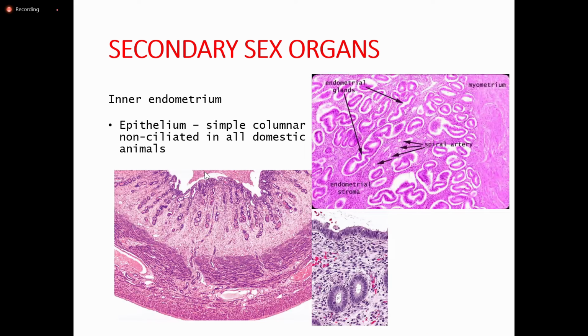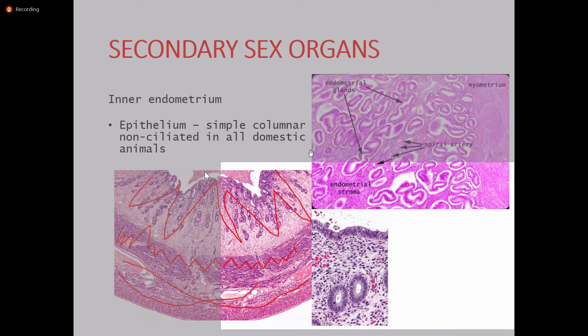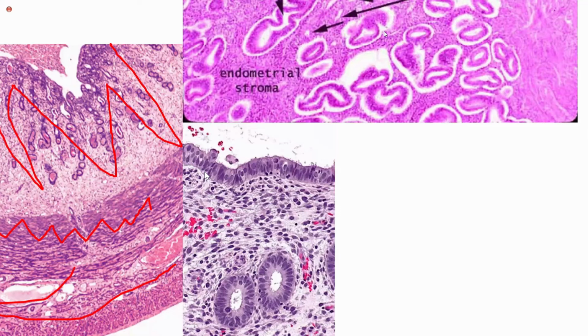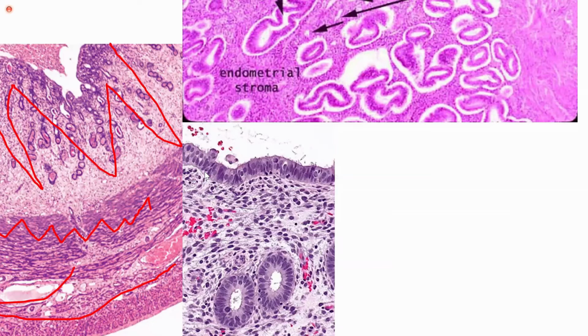So, we take a look at where the endometrium is. This is the endometrium. This is the myometrium. And then, this is the perimetrium. So, let's take a look at the endometrium. It says there that we have the non-ciliated columnar epithelium. Okay? I hope you still remember this from your histo class.